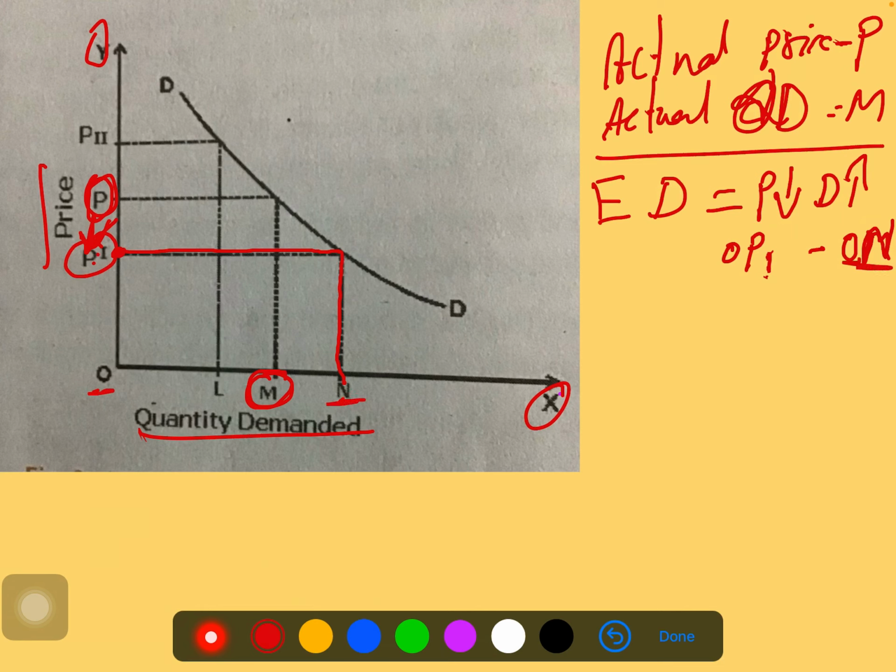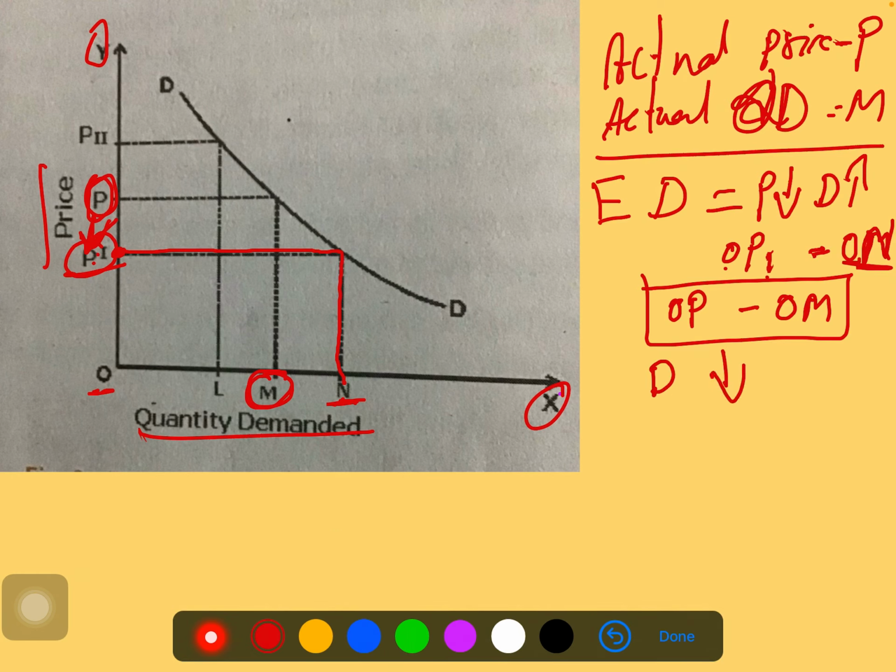Before that, what was the price? The actual price was OP, and the quantity was OM. This is the actual one. Now the price got decreased to OP1, and demand started increasing to ON. And you can see the movement on the demand curve is coming towards the downside. Can you see the downside? This is the downside. So it is called expansion of demand.